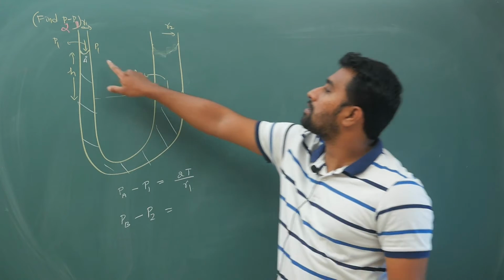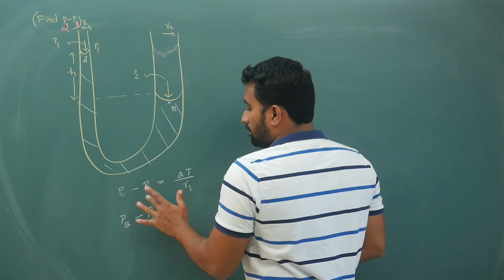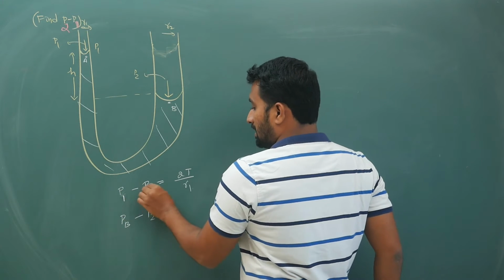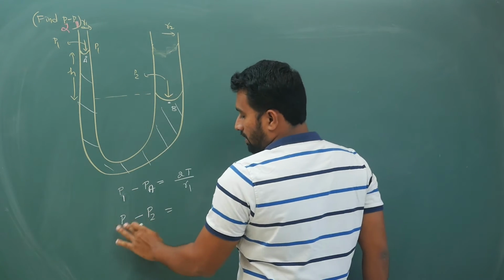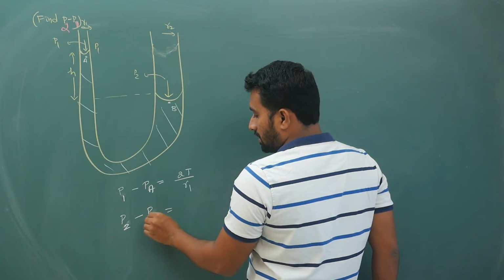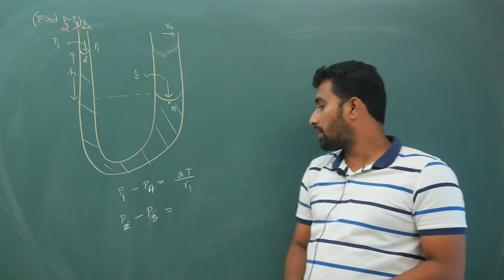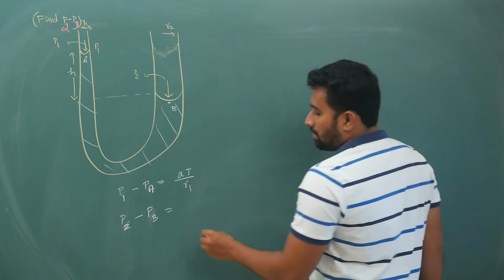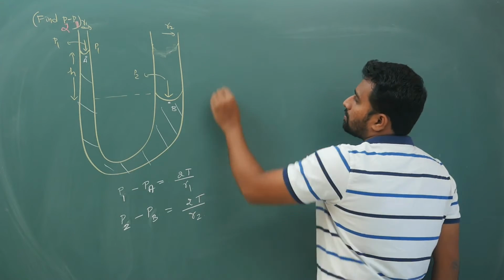Wait, this is the concave side, right? So you should not write PA minus P1. You should write P1 minus PA. And here also the concave side is this way. So P2 minus PB. I told you pressure will be more on the concave side. So you have to write P2 minus PB, that is equal to 2T by radius R2.